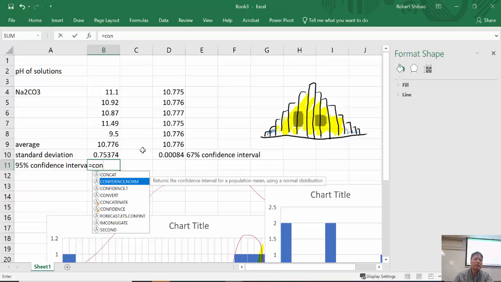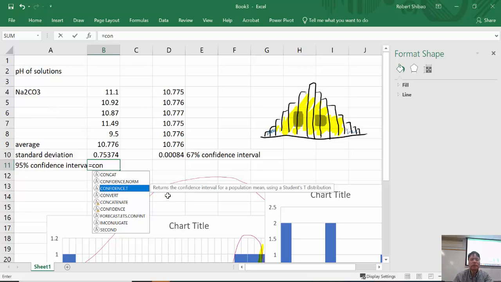If we look at confidence, there's confidence.norm, which returns the confidence interval for a population mean using a normal distribution. A normal distribution is the bell-shaped curve. And then we have confidence.t, which returns the confidence interval for a population mean using the student's t distribution. This is what is used in science. We use the student's t distribution, and so we're going to use this one here.